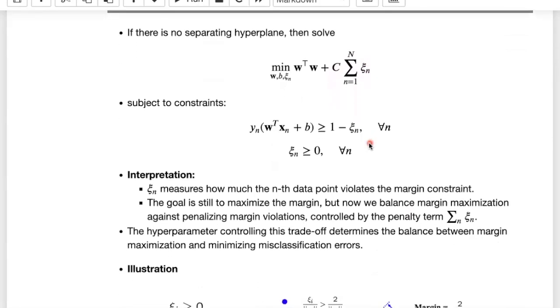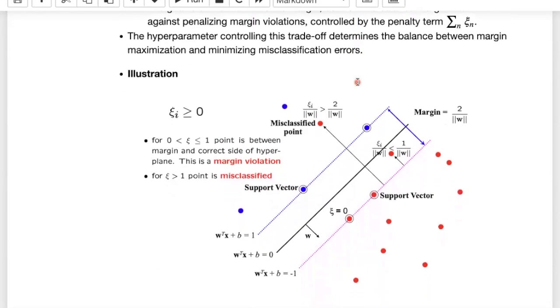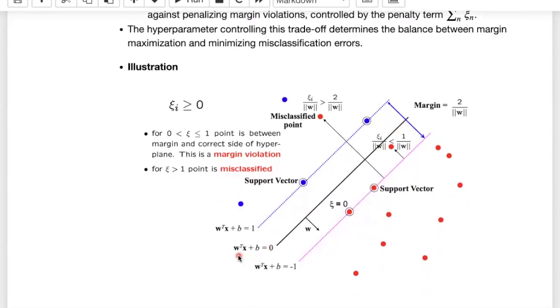To explain this, we had this constraint before. If we say ξn equals 0, then that's exactly what we had before, that everything should be outside this street. Now with this nonnegative ξn, we allow some points to be inside the street, and how far they can be depends on ξn. Here we have a nice interpretation. Again, this is the line w transpose x plus b equals 0, and this is the one with negative 1 and 1, which defines our street.